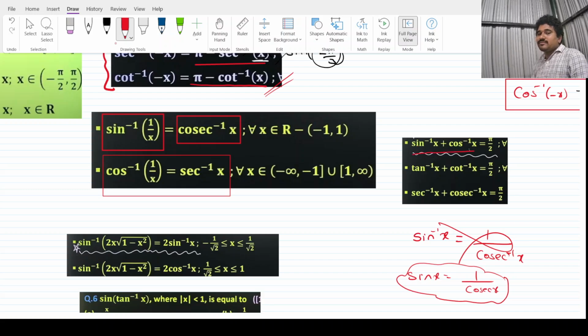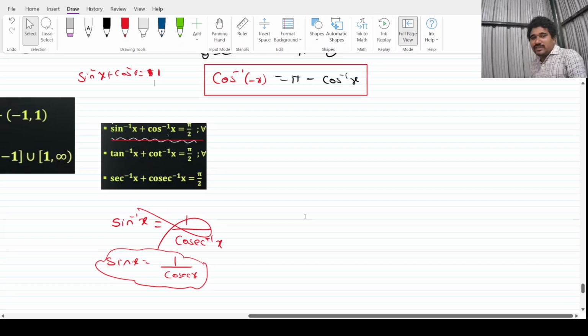Now some more properties. Write down this. Sin inverse x plus cos inverse x is equal to pi by 2. Like we have in trigonometry, sin square x plus cos square x is equal to 1, similar to that, sin inverse x plus cos inverse x is equal to pi by 2. Sir, can you prove, sir? Shall we prove one of them? Which one do you want me to prove? First one only, sir.